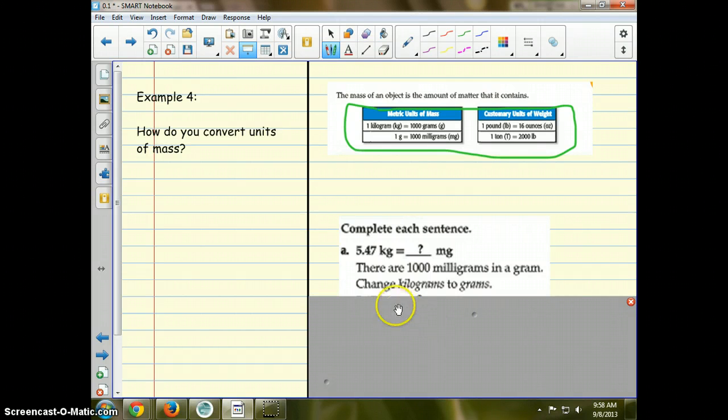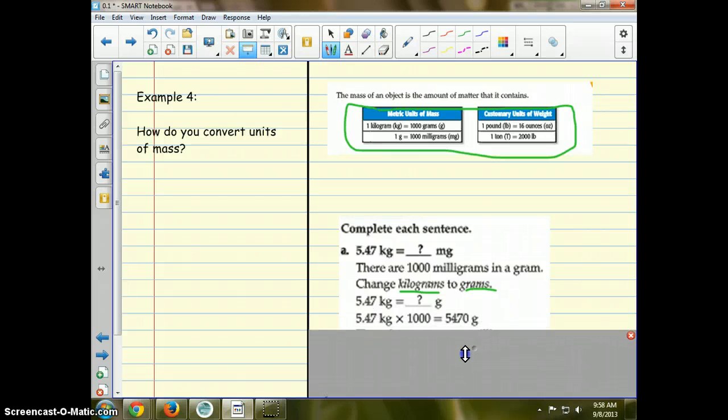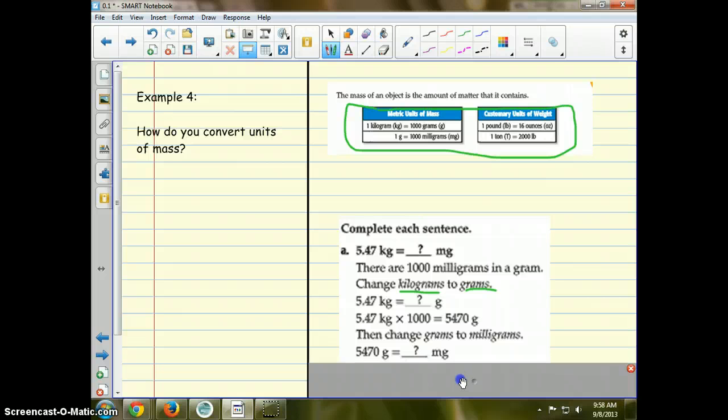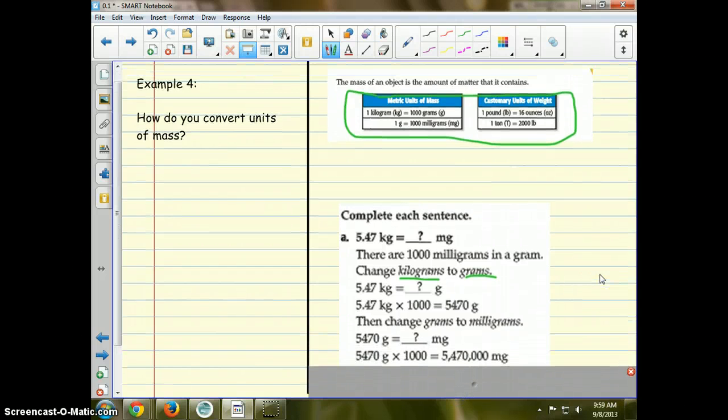All right, so keeping that in mind, we're going to change from kilograms to grams first on our way to milligrams. So larger to smaller. What do we do when we go from larger to smaller? Divide or multiply? If you're thinking multiply, you are right. So now we have grams, and now we need to go from grams to milligrams. And again, we're going from larger to smaller, so we're going to multiply to get our final answer.